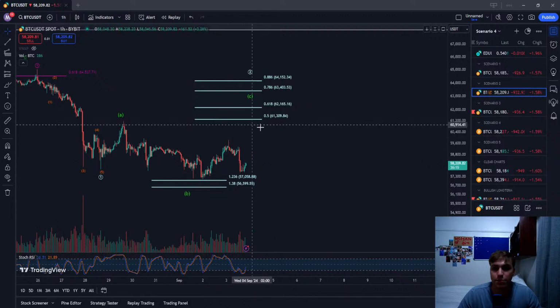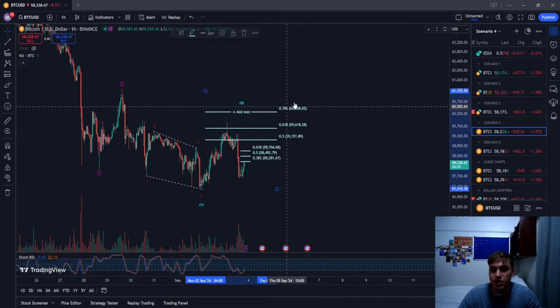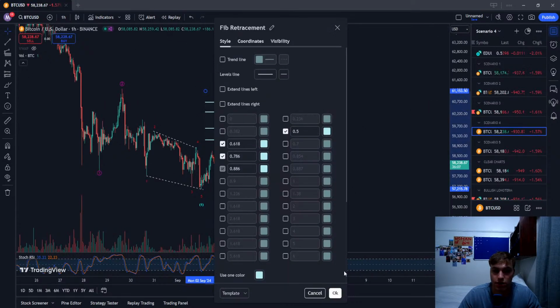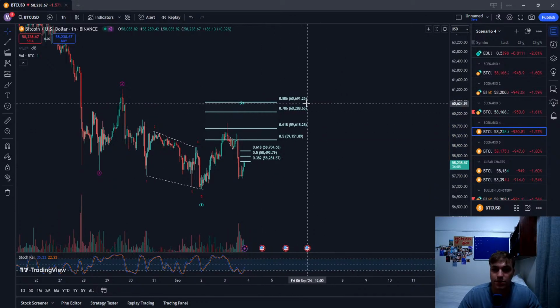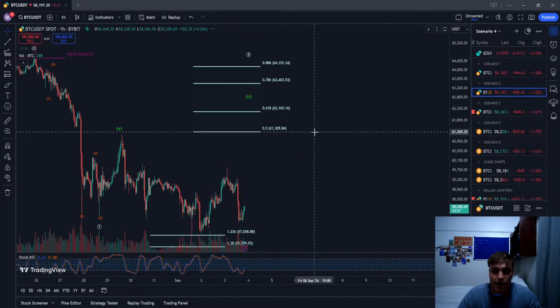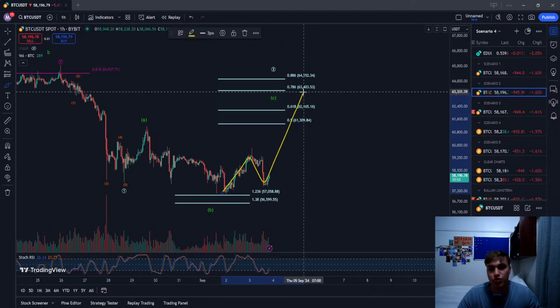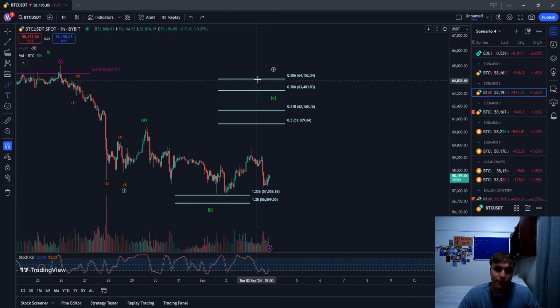So if we move up, breaking this small target box over here, going to our main scenario, breaking this little target box, touching, let's actually put the 886 on here as well. Breaking this 886 at 60,691, our scenario will instantly swap to this ABC, this ABC to the upside, finishing the wave 2 in this box here.